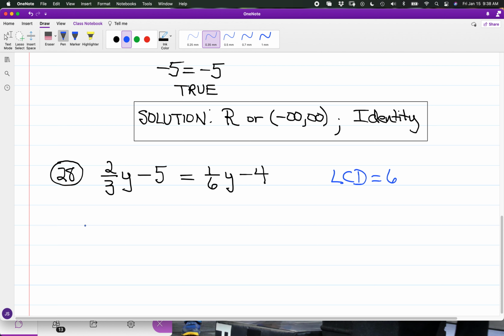And if I were to take both sides of the equation, or in this case all 4 terms, and multiply by 6, so you have 6 times 2/3 of y, and we have minus 6 times 5, and we have equal to 6 times 1/6 of y, and we have minus 6 times 4.